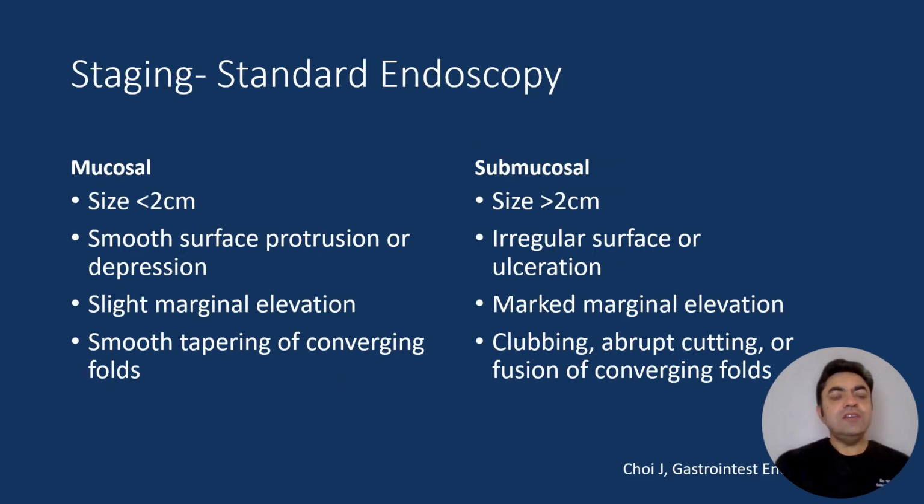However, standard endoscopy is also pretty good in identifying patients that have got advanced diseases. So patients who have a tumor of more than 2 centimeters, or which has irregular surface or ulcerations, which has marked marginal elevations, or has clubbing, abrupt cutoff, or fusion of converging folds, we can say with a 78% accuracy that these patients have advanced diseases and may not benefit from ESDs.